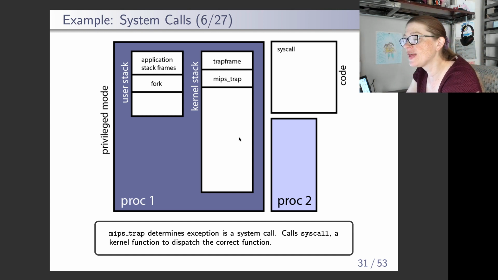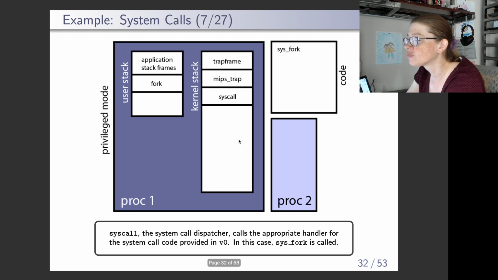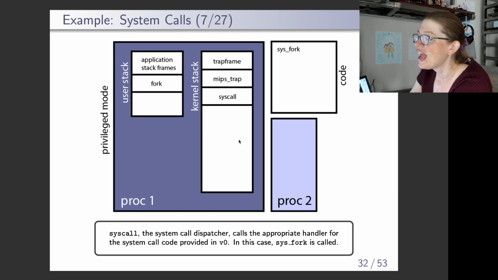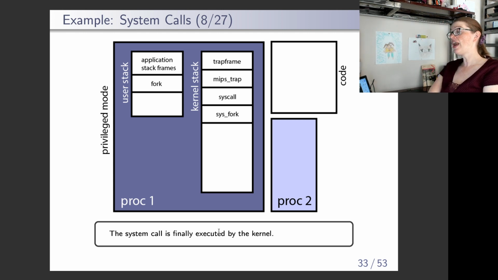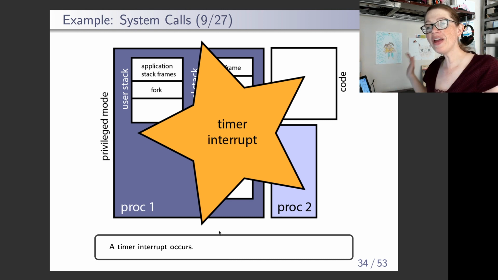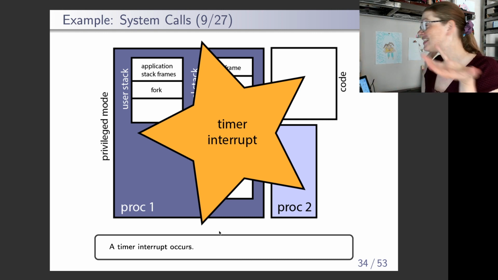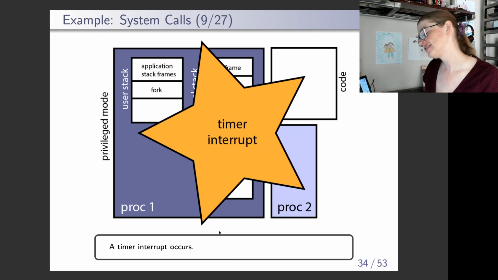So MIPS trap realizes that this is actually a system call, and so it calls the syscall dispatcher. The syscall dispatcher looks at register V0 stored in the trap frame and notices that it is a fork. And so it calls sysfork. And so the fork is actually executed by the kernel. Now, what happens if, while we are executing sysfork, the timer goes off? Okay.